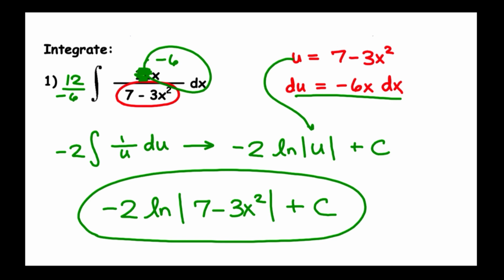The absolute values should be on there. Once in a while I forget to put them on. If you ever notice that live, I'll give you a bonus point. But they should be on there just to signify that you have to take natural logs of positive terms only. And so that's your answer. Negative 2 natural log of 7 minus 3x squared plus c.